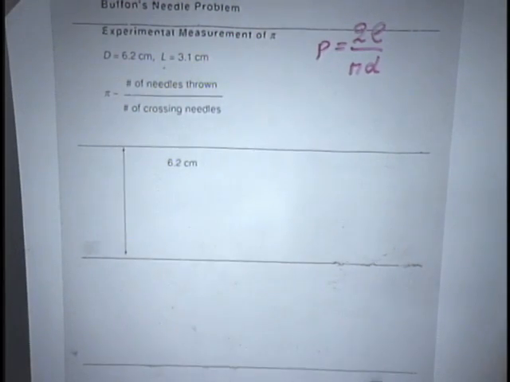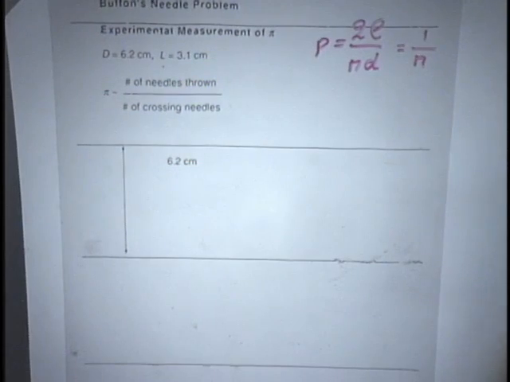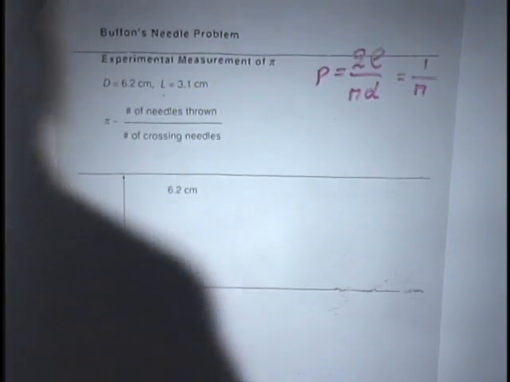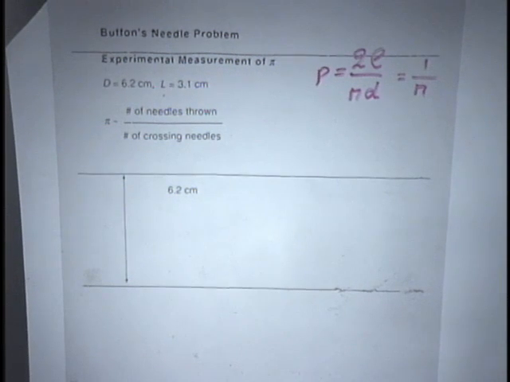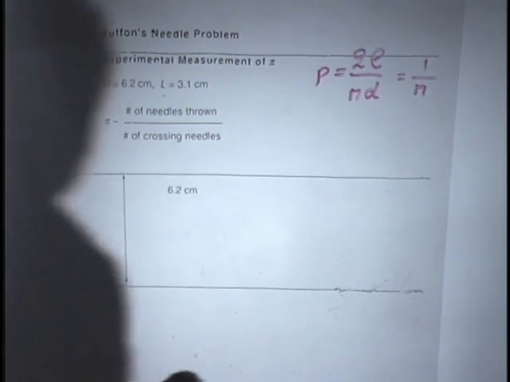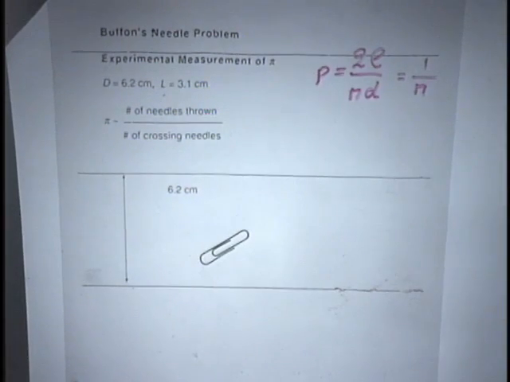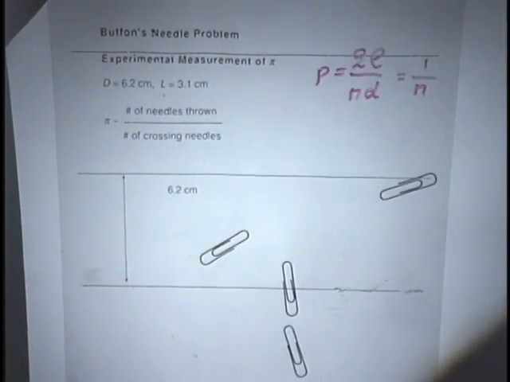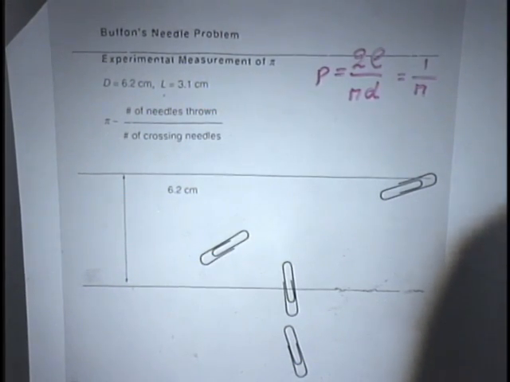In this instance, we choose d to be twice l. So this number is 1 over pi. So the probability that the needle hits the line is 1 over pi. So I need needles that are 3.1 centimeters long. I couldn't find such needles, but I could find paper clips that are 3.1 centimeters long. So let's start throwing paper clips at random and see how many of them will end up intersecting the lines.